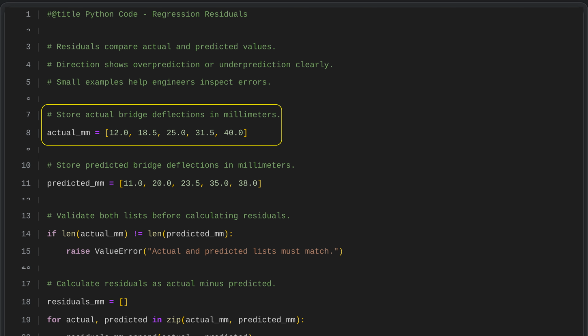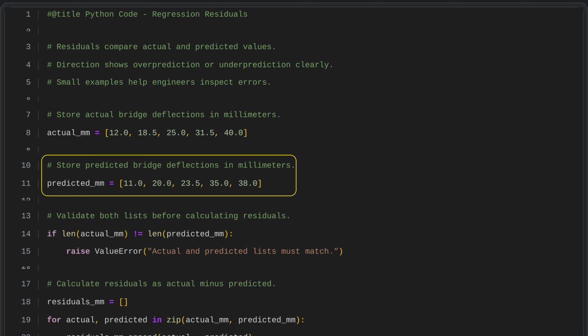The actual bridge deflections are stored as millimeter measurements in a list. These values represent observed deflection under specific conditions and will be compared with predicted values to evaluate prediction accuracy.